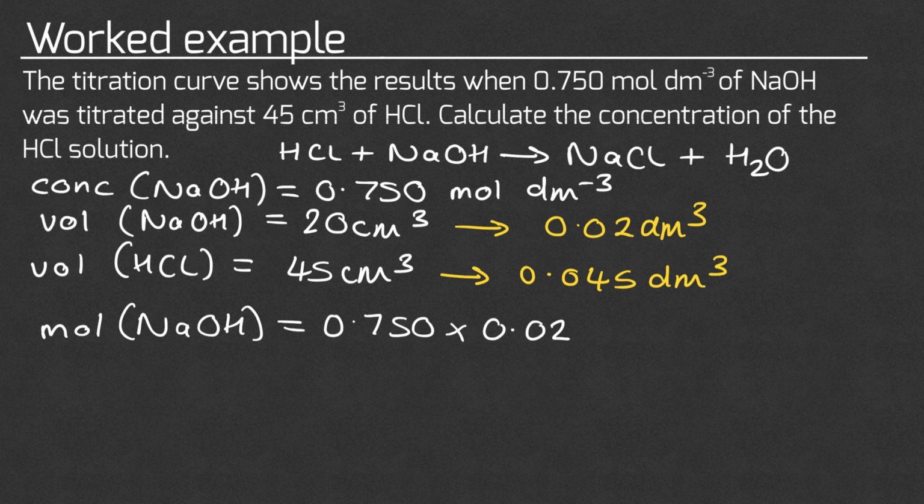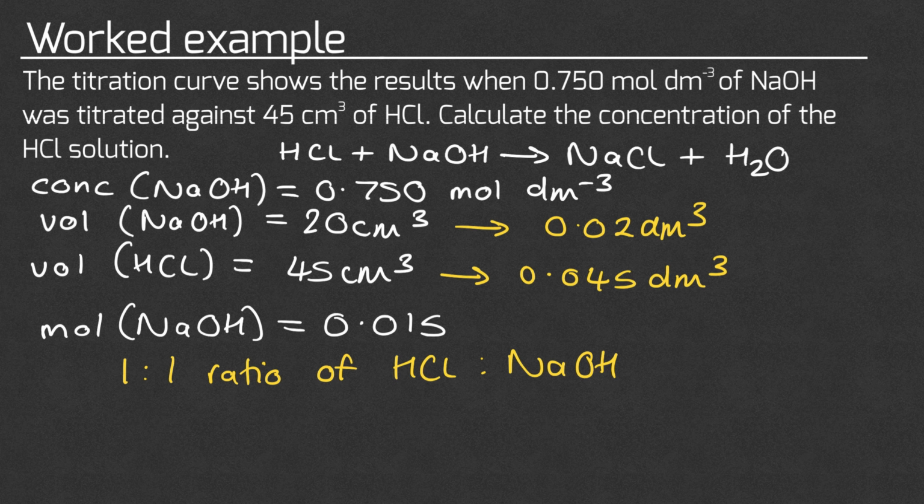So we then put these into the calculator to get an answer. So we know we have 0.015 moles of sodium hydroxide. Since there is a 1-to-1 ratio of the hydrochloric acid to the sodium hydroxide, this means we must also have 0.015 moles of hydrochloric acid.